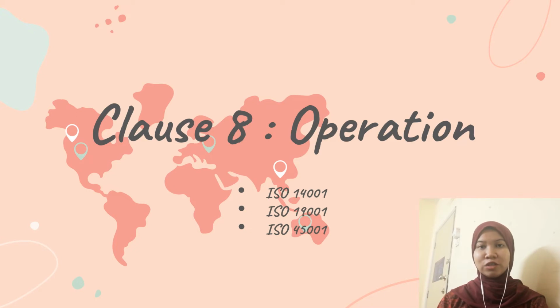Hi, I will continue to Clause 8, which is operation. Operation is defined as requirements for some key processes required to run a business. Now, I will explain to all of you the general definition for each type of ISO.